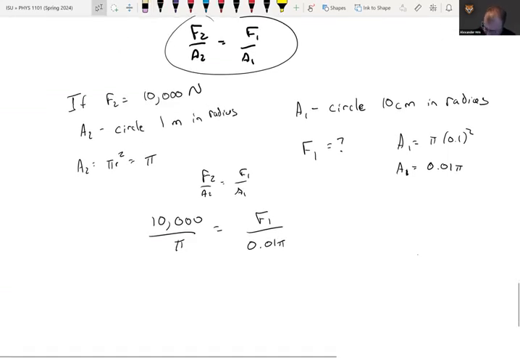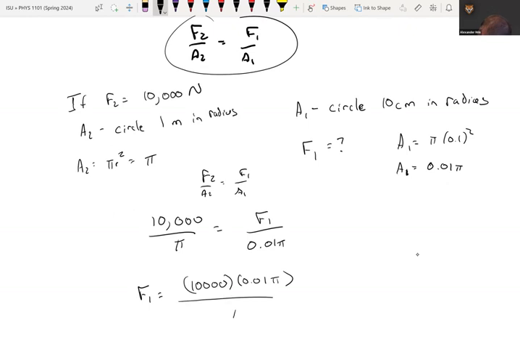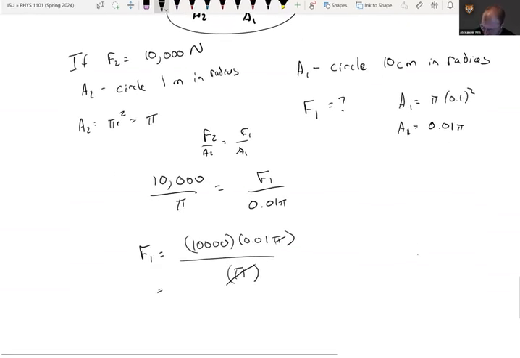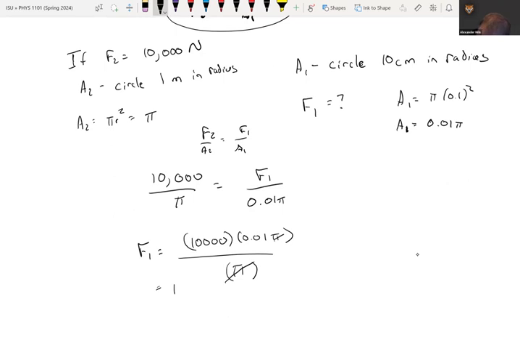Well, we can solve for F1, and when we do that, we get 10,000 times 0.01 pi over pi. Notice the pi's cancel, and then you just get 10,000 times 0.01. That is just 100 newtons. 100 newtons is a very easy force to exert. So this is how hydraulic presses work.